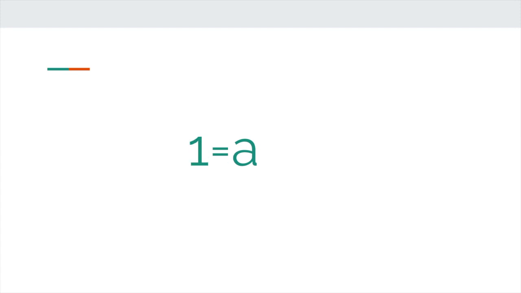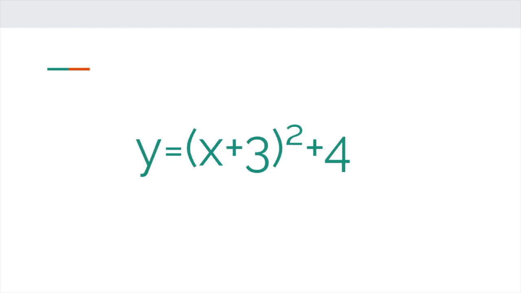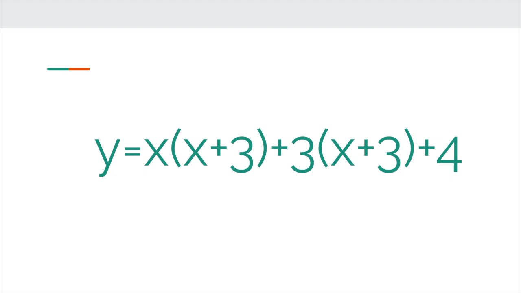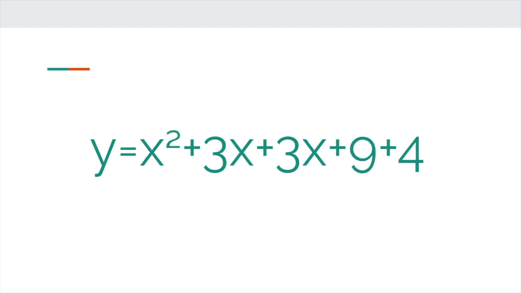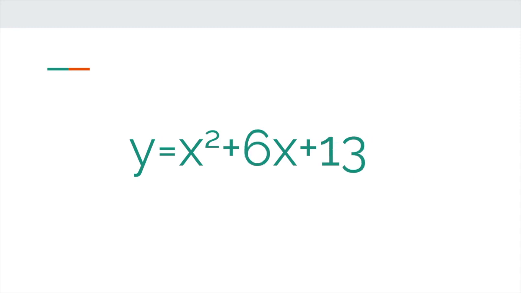Our main equation can then be finally simplified into y is equal to x plus 3 squared plus 4. Using the tools that we had previously discussed before, we can do y is equal to x squared plus 6x plus 9 plus 4, which finally simplifies into y is equal to x squared plus 6x plus 13, which is our final equation. Congratulations! You've mastered finding the equation of a parabola.